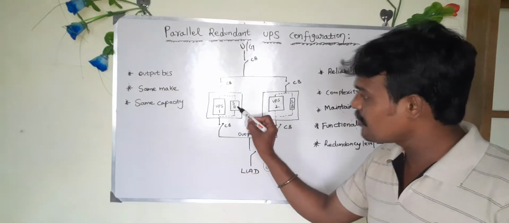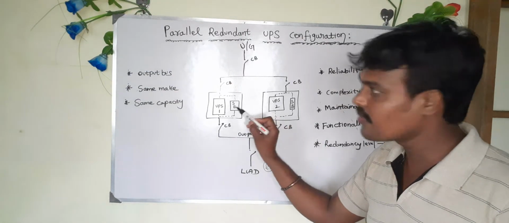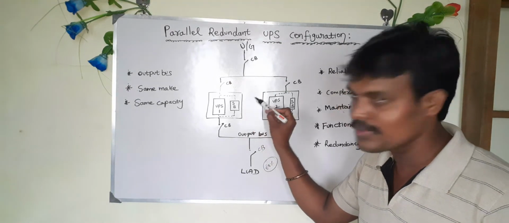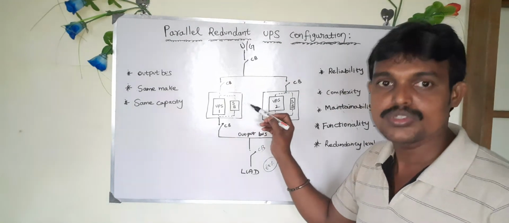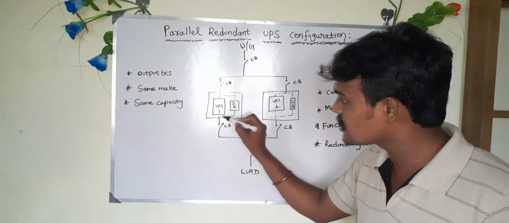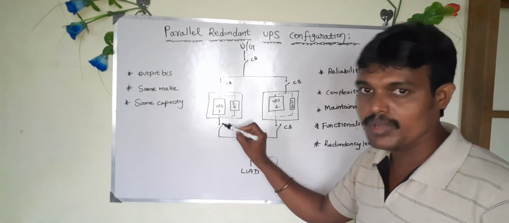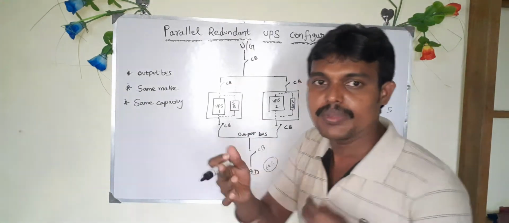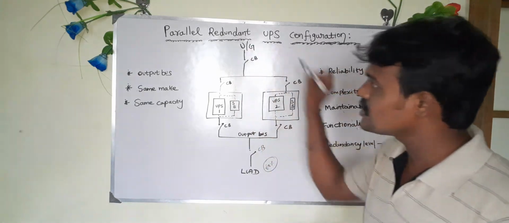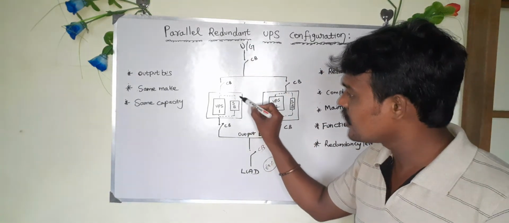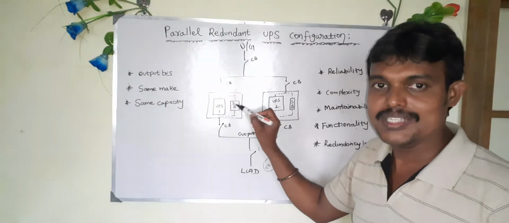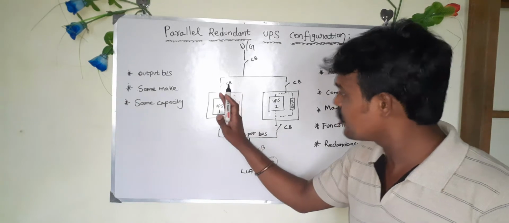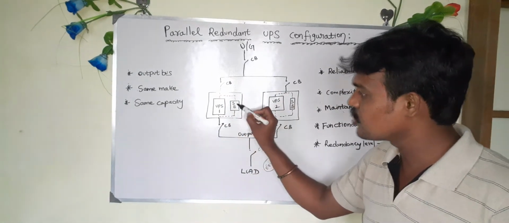Here there will be a static bypass switch available. However, in the parallel redundant configuration, people generally keep the static bypass switch in disabled condition. Why? Because the static bypass switch gives raw power. If any fault occurs in this section, the load automatically goes to the static bypass, and that will not be good for your equipment. So in this parallel redundant configuration, people generally disable the static bypass switch. It means that it is available, but it will not be used. If any fault occurs in this section, generally the UPS load will be transferred to the other UPS. It will not transfer the load to the static bypass.